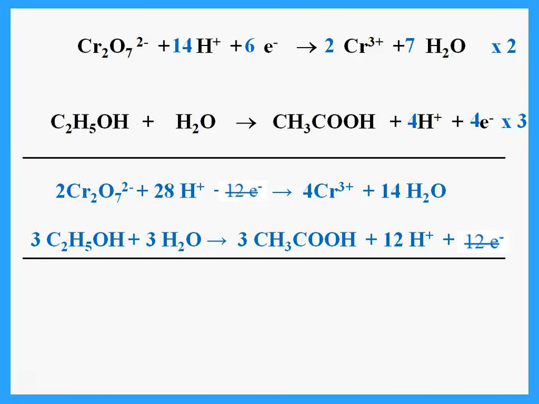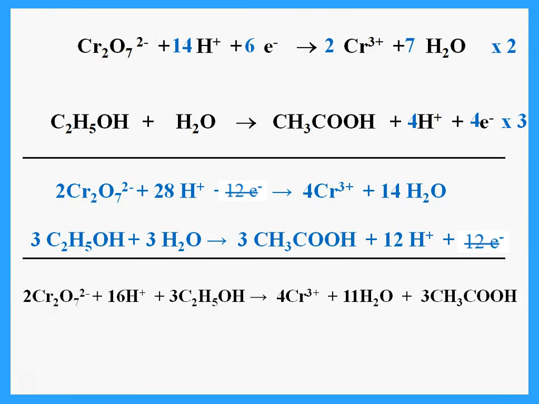Now I can cancel the electrons on both sides of the arrow, and I add up the equations. Remember that if you have something on both sides of the arrow, then you subtract them. For example, I have 28H plus up there, and I have 12H plus on the other side in the second equation. So 28 minus 12, I end up with 16H plus before the arrow. The first equation has 14 water after the arrow. The second equation has 3 water before the arrow. I subtract them, I end up with 11 water after the arrow. Otherwise, you just add up everything. So that last equation is my overall ionic equation.